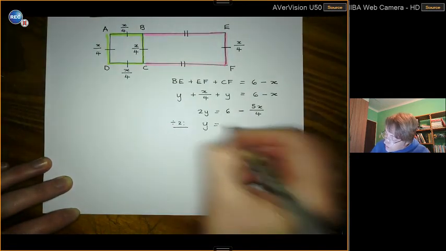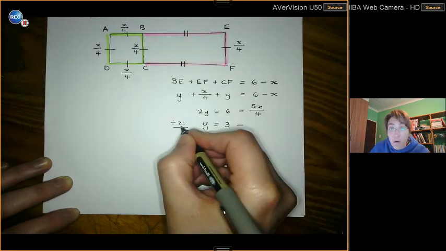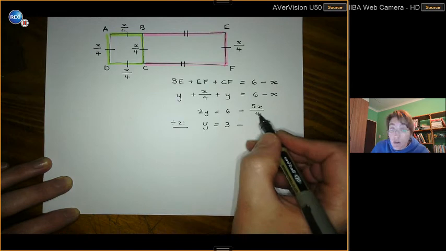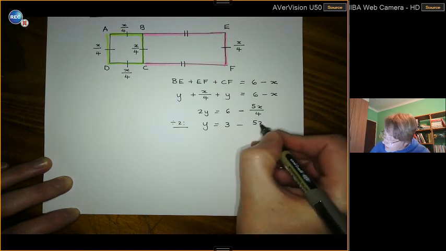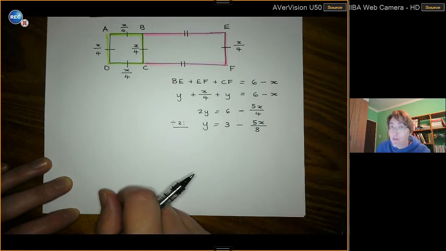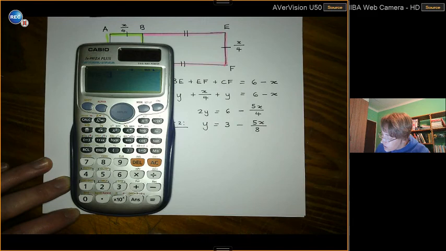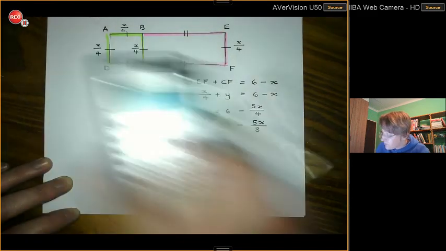So y is then going to be equal to 6 divided by 2, which is 3. And if you divide that one by 4, again, if you're not very good with fractions, you can use your calculator. That's going to be 5x over 8. Careful. A lot of you might have thought it's 5x over 2. It's 5x over 8. You can check. You can say that divided by 2, you'll see is minus 5 over 8.